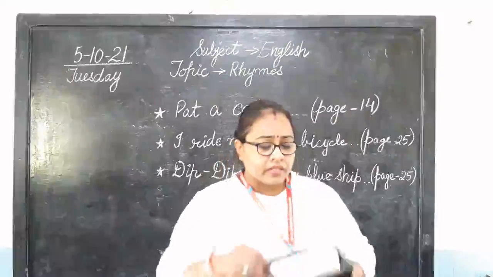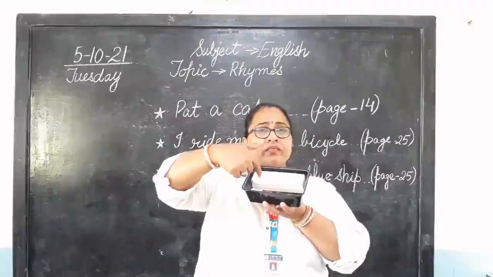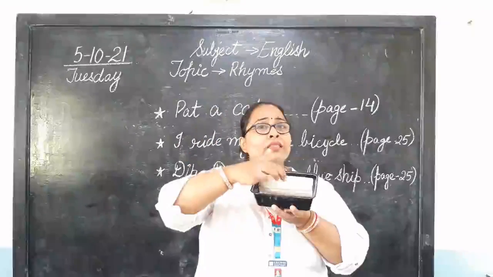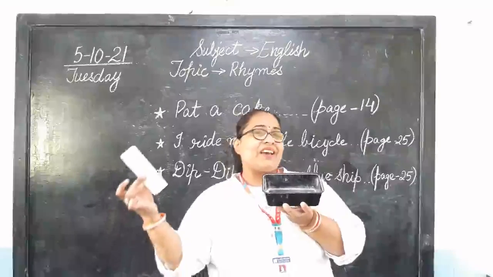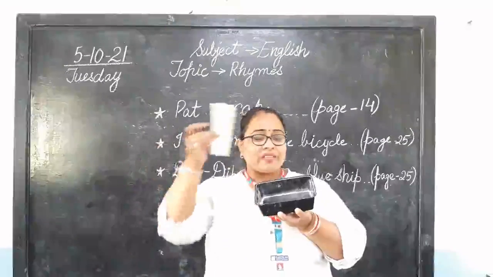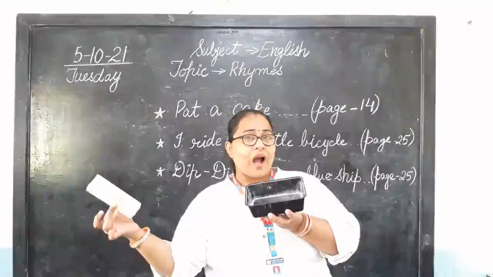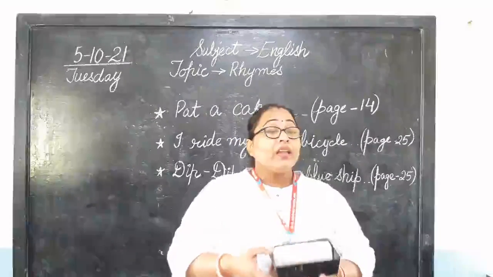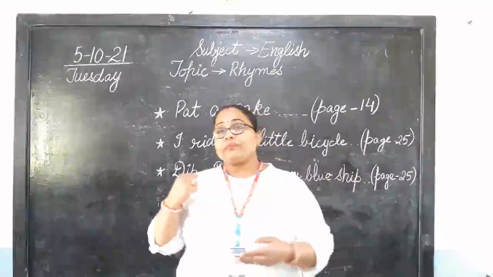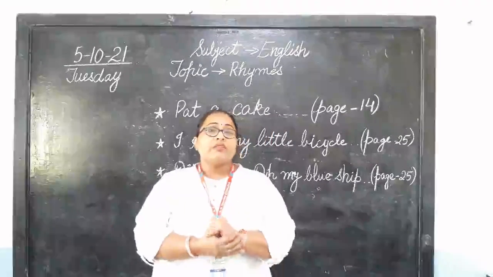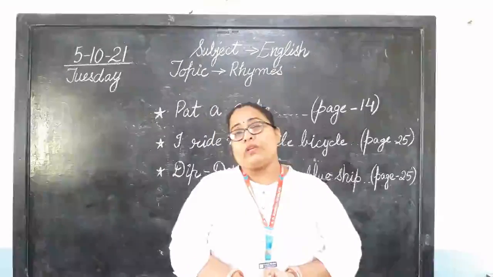I'll give you a hint. Where is the duster? In the box. And now, outside. So, out of the box. In, out. You remember that? In means under and out means bahar. Yes? Good. So, what are we going to do today?